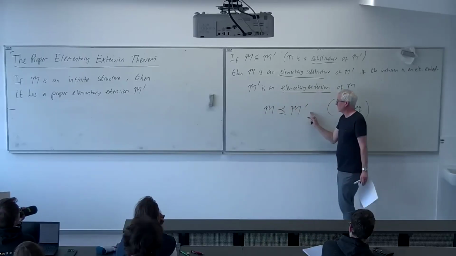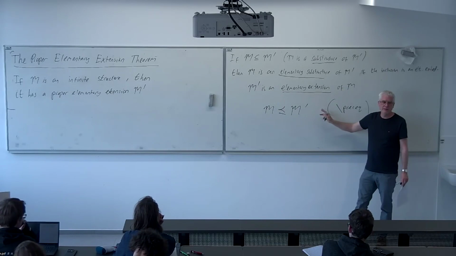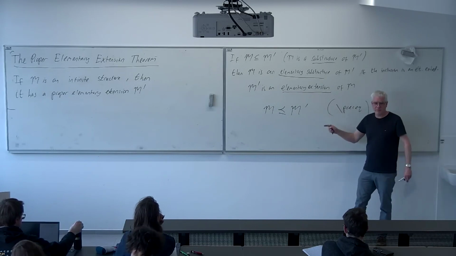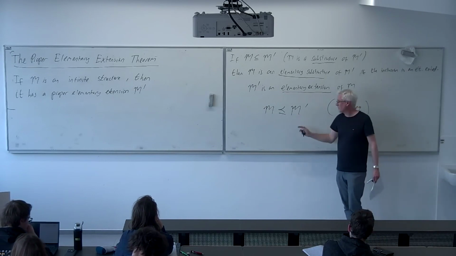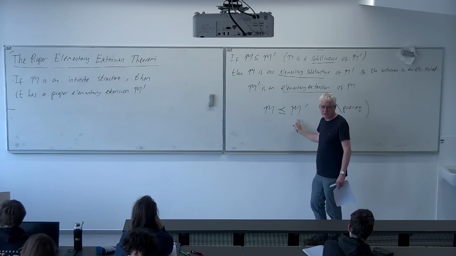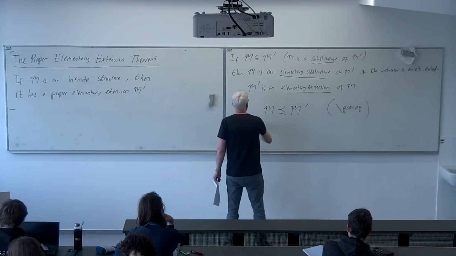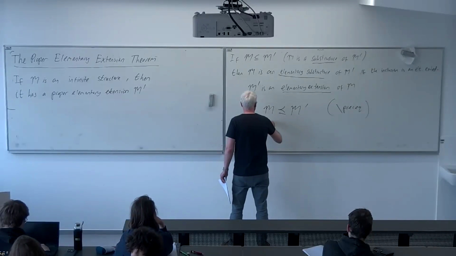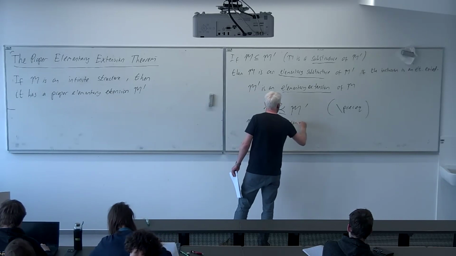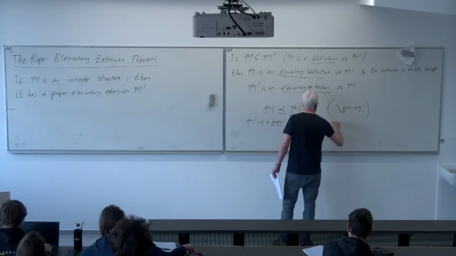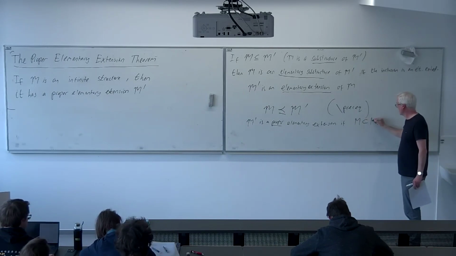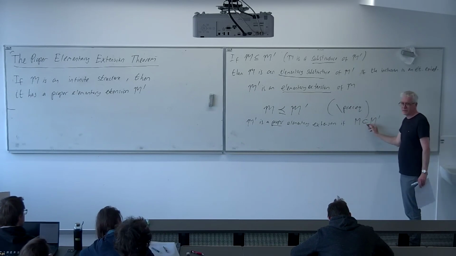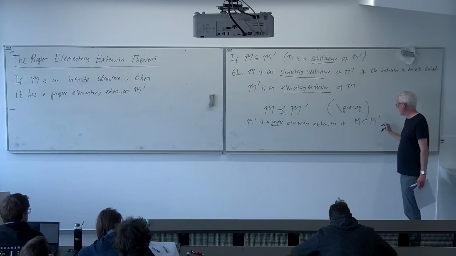Can you guess what it means for this inclusion to be proper? Maybe M prime has bigger cardinality. That will imply that it's proper, but that's not a necessary condition for it to be proper. Yeah, it's simply that it's not equal. So there's simply some element here that's not in the image, not in the subset. So M prime is a proper elementary extension if the underlying set of M is a proper subset. I like to use this notation for proper subset because I like to use the equals for subset-or-equal, so this means a proper subset.